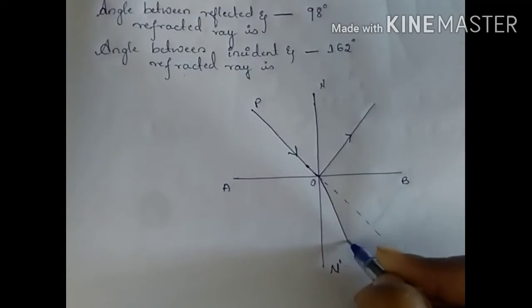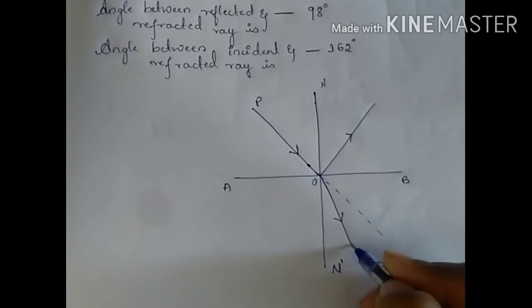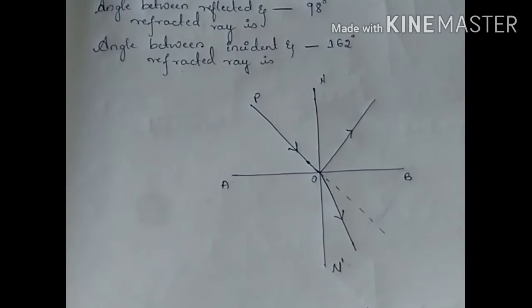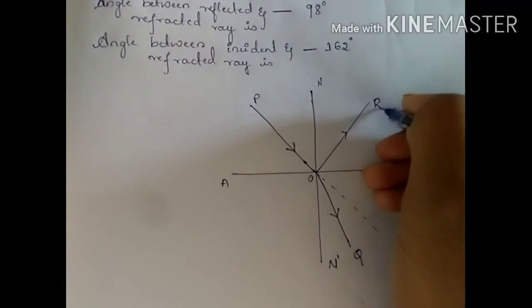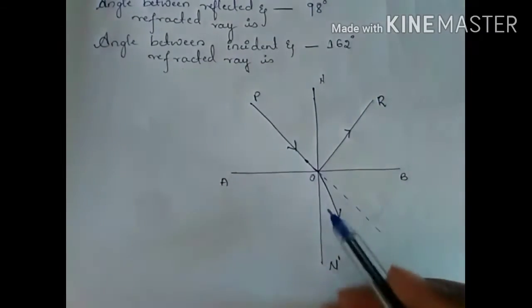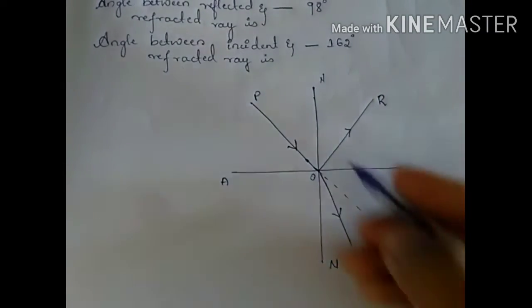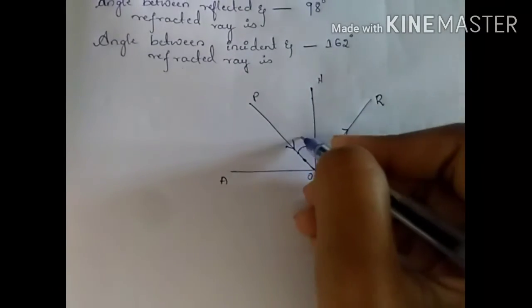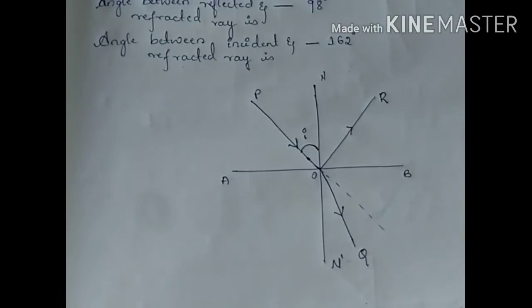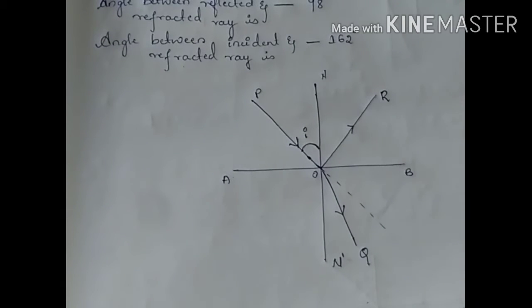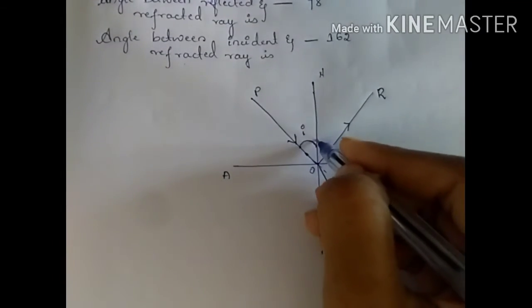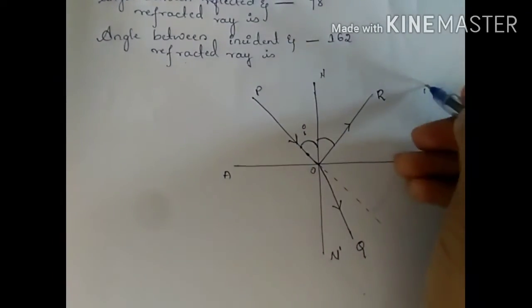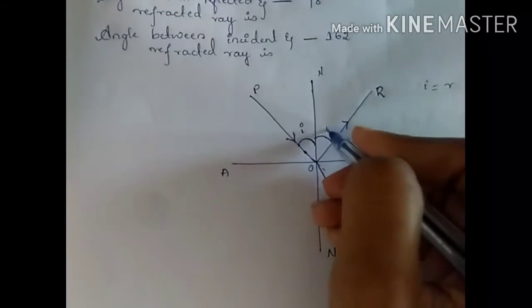Since it is moving from air to the liquid medium, the light ray bends towards the normal. POQR: OR is the reflected ray, OQ is the refracted ray. So the angle of incidence is I. From the laws of reflection, we know that the angle of incidence will be equal to the angle of reflection. So here I is equal to R, so I can write I here.